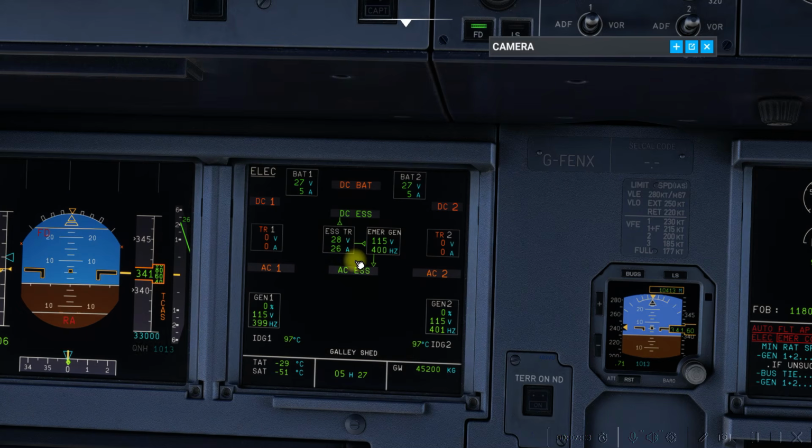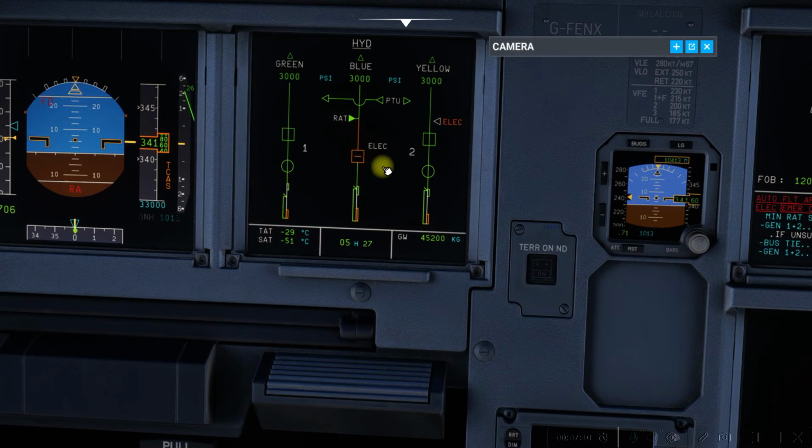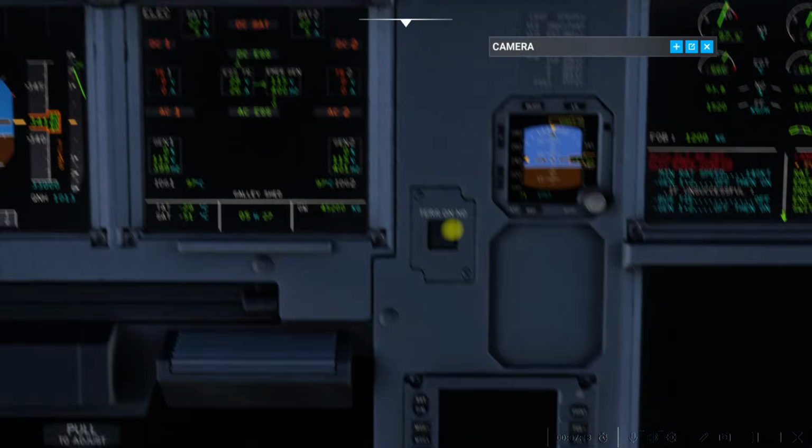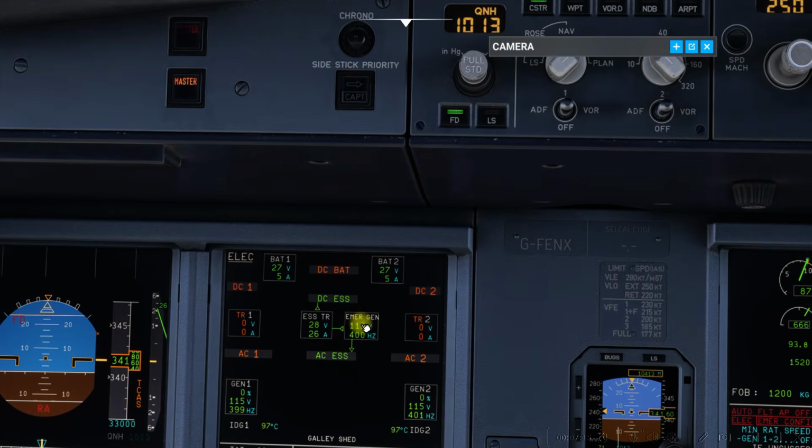But once the RAT is deployed and the main generator has been connected, and you can see on the hydraulic page as well that the RAT is deployed, and if you go back to the electrical page, the main generator connects to the DC essential via the essential TR. So it has to convert from AC to DC, so it uses the essential TR, and directly connects to AC essential because this is anyway AC. So you can see that you have lost everything else.